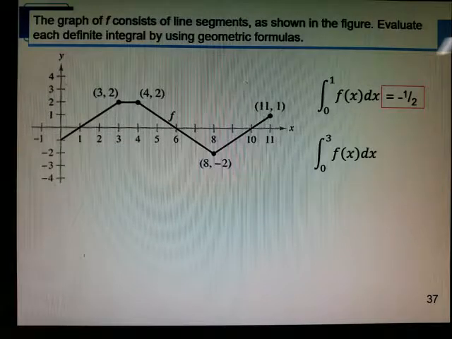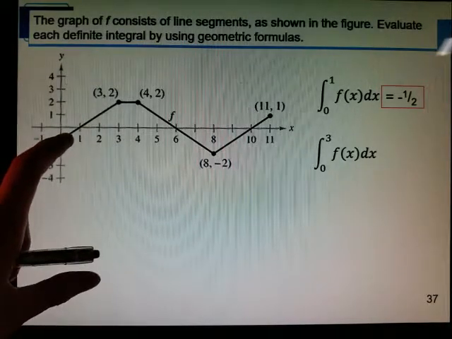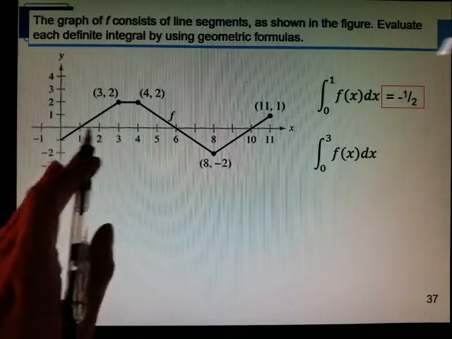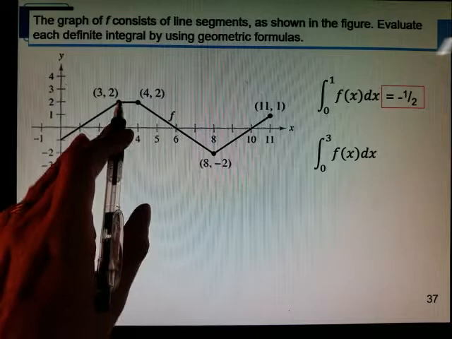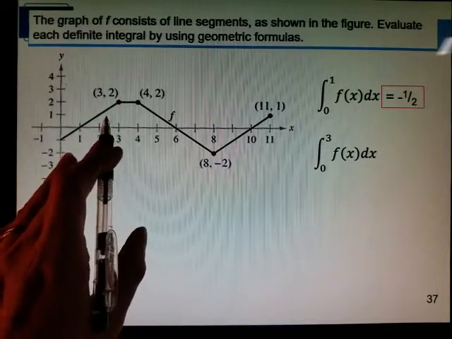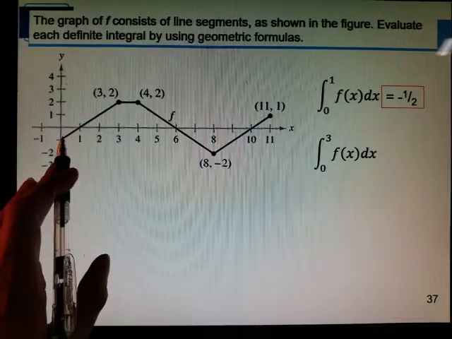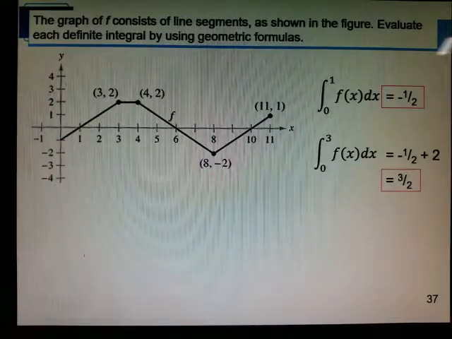The next one is from 0 to 3. So we already have that piece as -1/2. Let's get from 1 to 3. See, from 1 to 3, this is a length of 2. This is a height of 2. 2 times 2 is 4, but half of that is 2. So this area is 2, but that was -1/2. You combine those together, and therefore that would be your integral from 0 to 3.